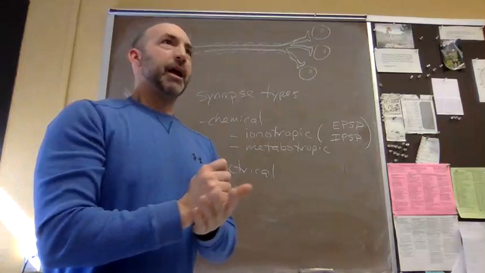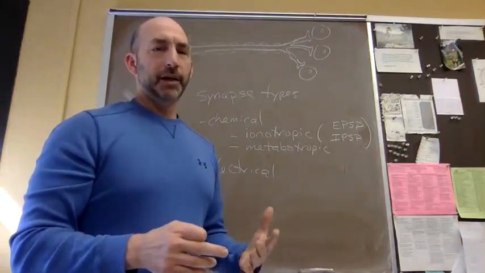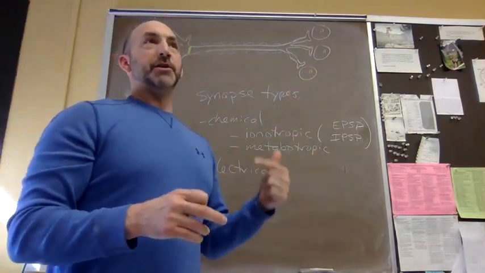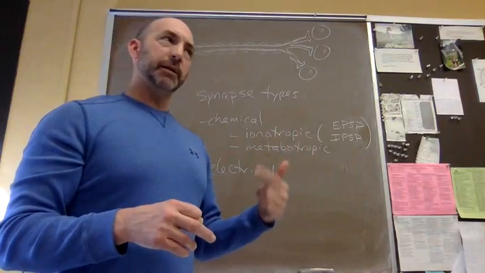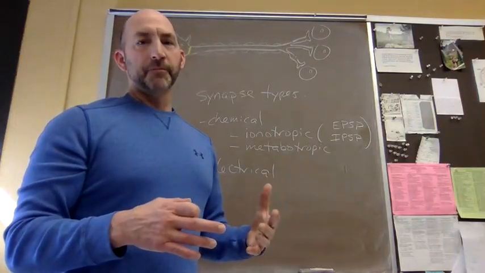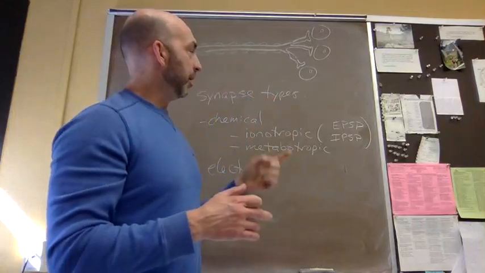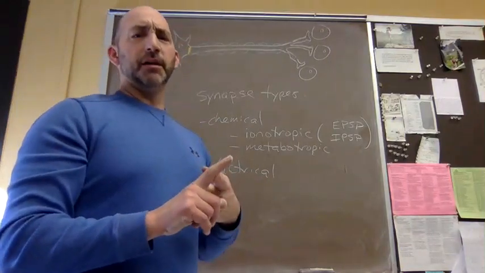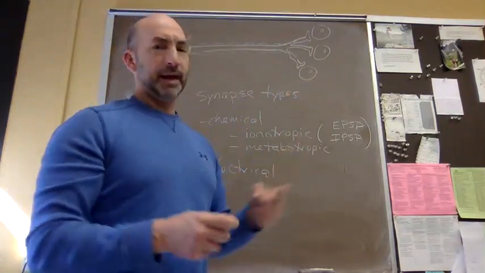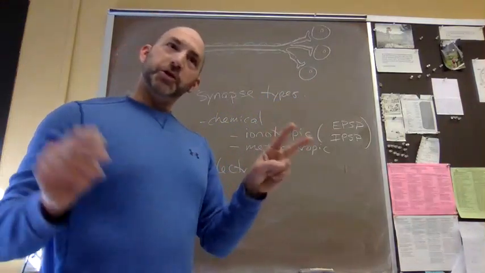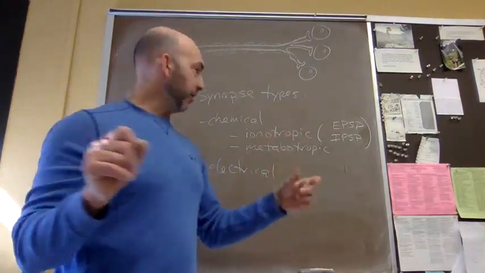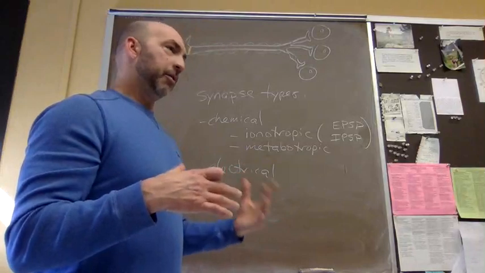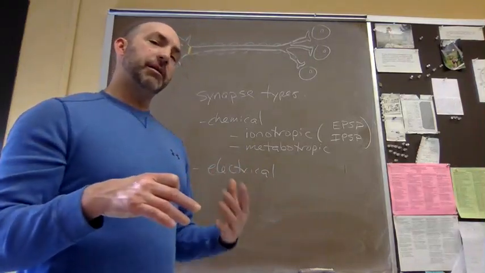Metabotropic, they're not opening channels, at least not directly. What they're doing is changing the function of this cell but not doing it through ion flux. And so they're linked to what's called a second messenger system. The neurotransmitter will bind to a receptor, and what that usually does is change the activity of enzymes in this postsynaptic cell to alter its function. So it's changing the metabolism, if you will, of that cell. And so those tend to have longer acting effects.